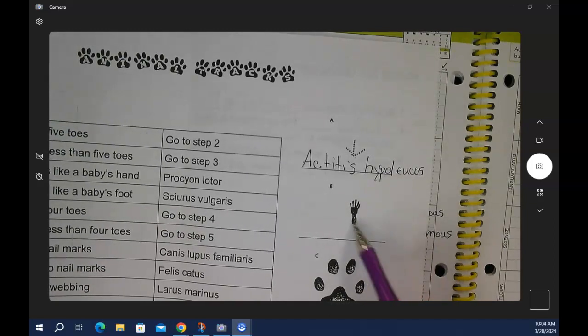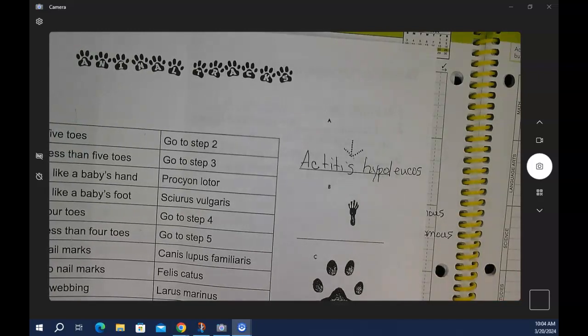So let's do another one. Let's look at this. And I remember they had something about how many toes.